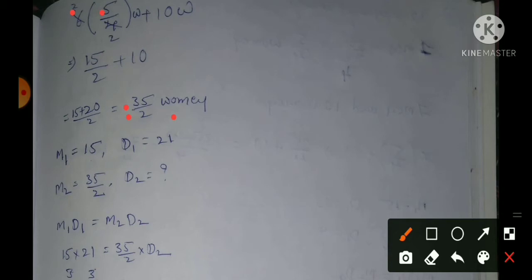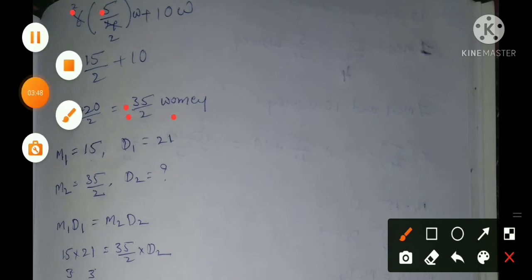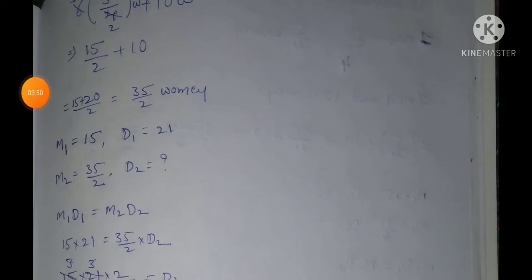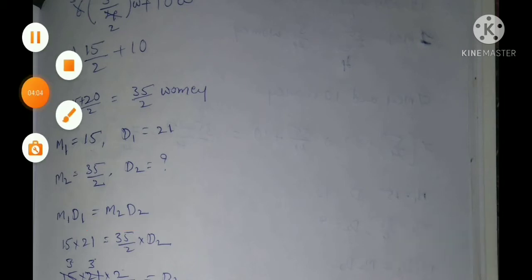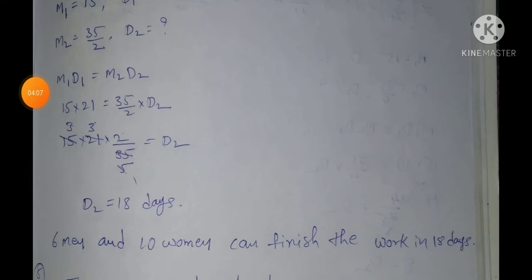So the formula is M1 D1 equal to M2 D2. This is a very important formula. Just remember, M1 D1 equal to M2 D2. Okay. So men days. So 15 into 21 equal to 35 by 2 into D2. Next, 15 into 21 into, I am transposing 35 by 2 to the left side, it will become 2 by 35, that equal to D2. So just do the cuttings.